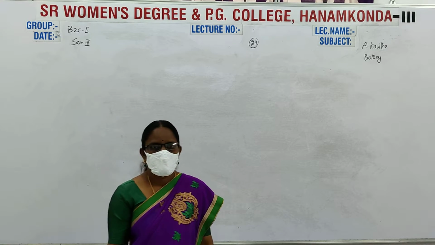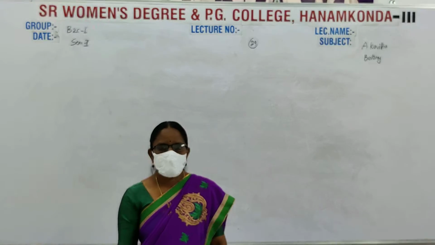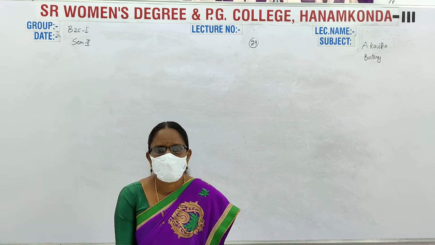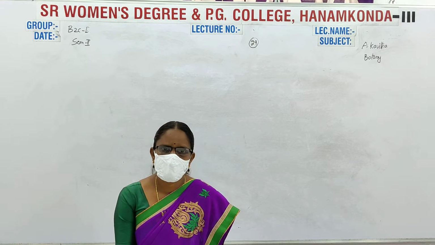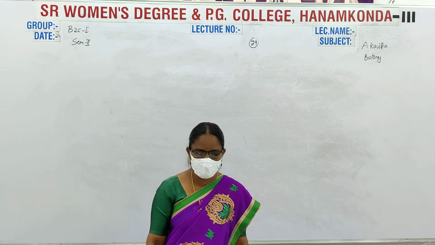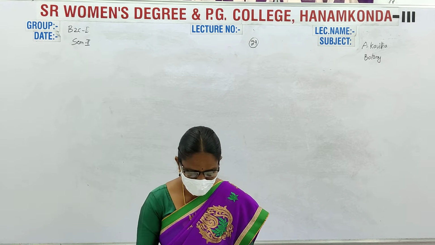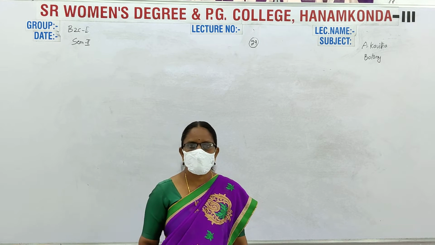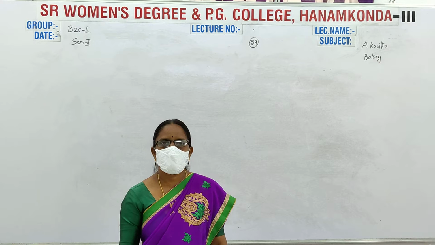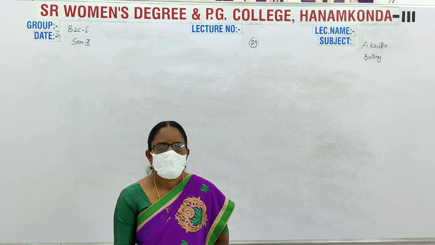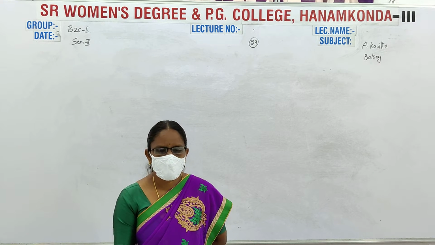Good morning, students. In the previous class, we completed the flower, calyx, corolla, the taproot root system, and the stem. The first topic is the technical description of a flowering plant. We already saw this in the previous class.